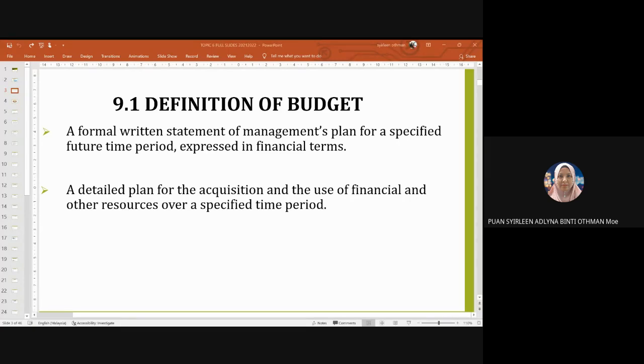It's a formal written statement. Selalunya memang kita akan tulis lah budget tu. But budget is something that you project for next coming manufacturing process. So it's a detailed plan for the acquisition and the use of financial and other resources over a specified time period.